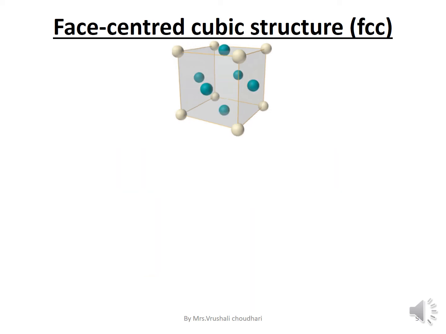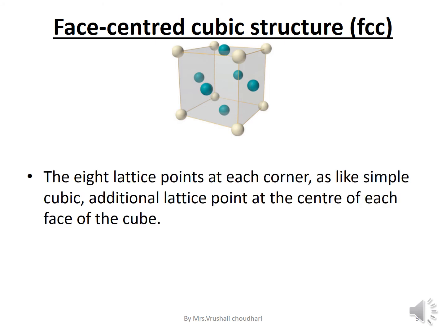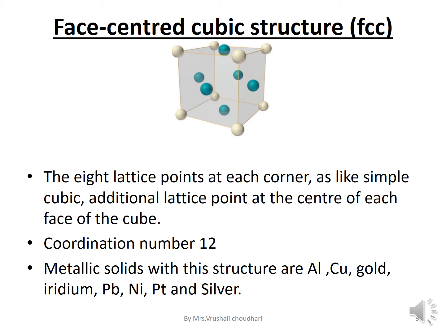Face centered cubic structure. Each face of a cube having an additional lattice point at the center is called a face centered cubic structure. Coordination number is 12. Metallic solids with this structure are aluminium, copper, gold, iridium, lead, nickel, platinum, silver.